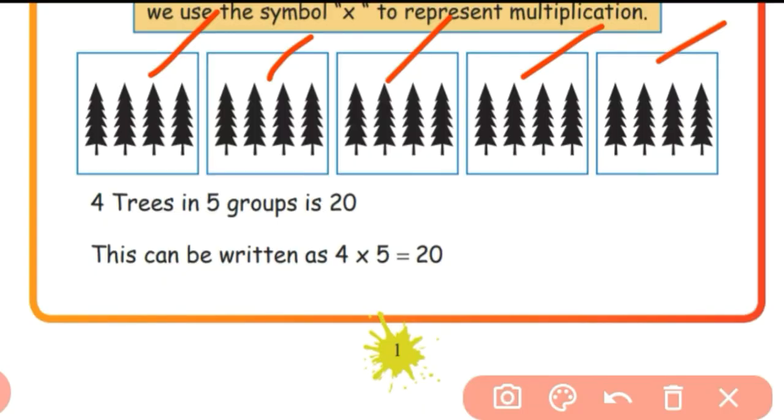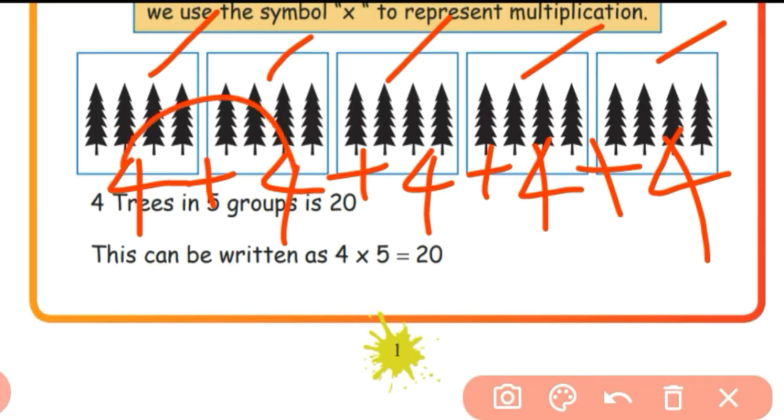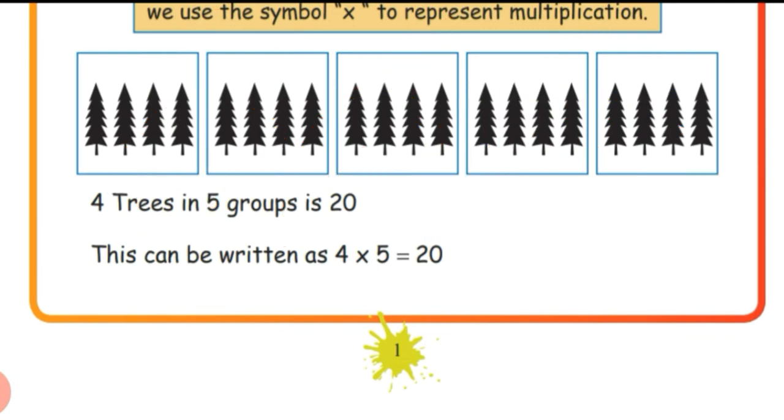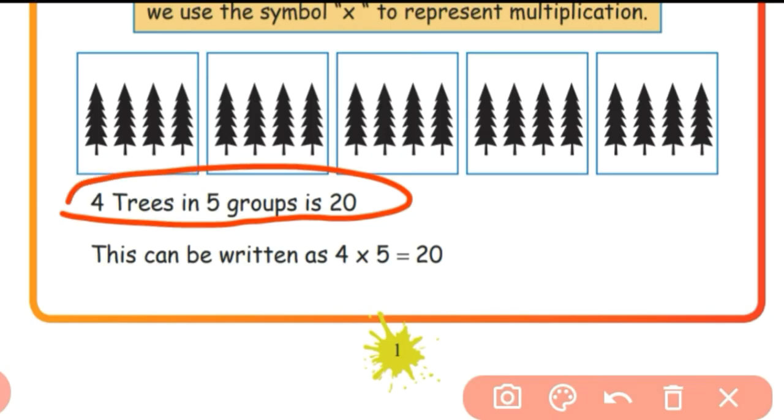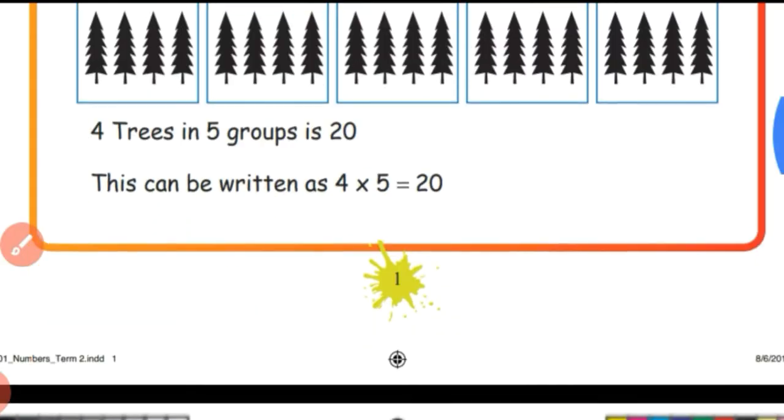There are 4 trees in each group. See, 4 plus 4 plus 4 plus 4 plus 4. 4 plus 4, 8. 8 plus 4, 12. 12 plus 4, 16. 16 plus 4, 20. 4 trees in 5 groups is 20. This can be written as 4 into 5 is equal to 20. This is a multiplication sentence.